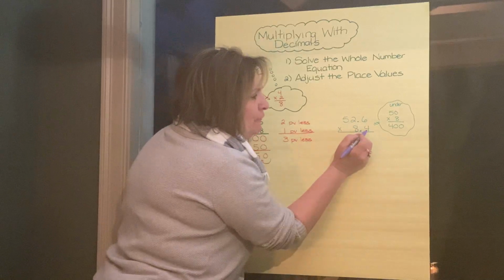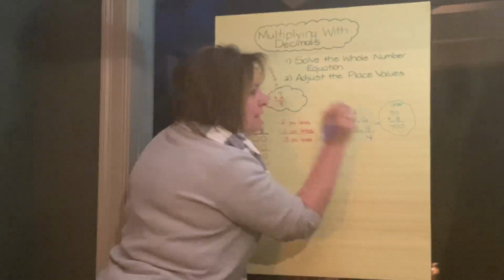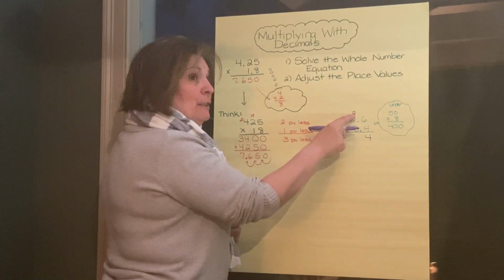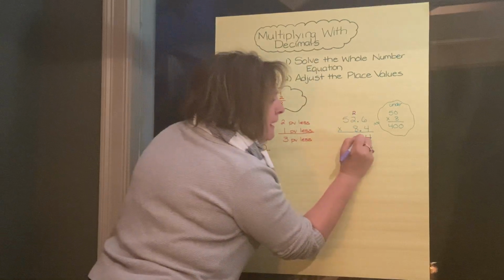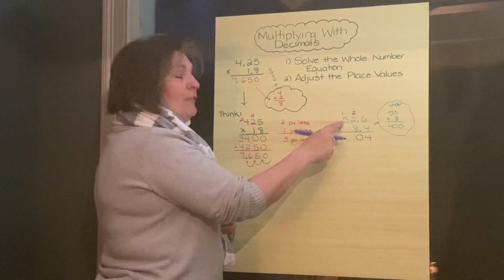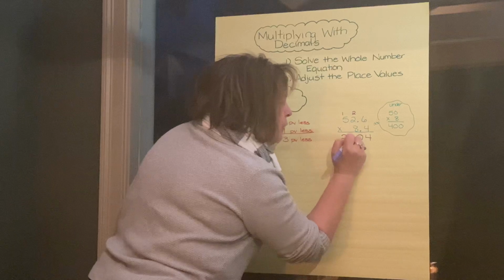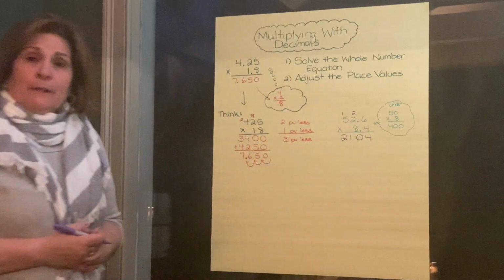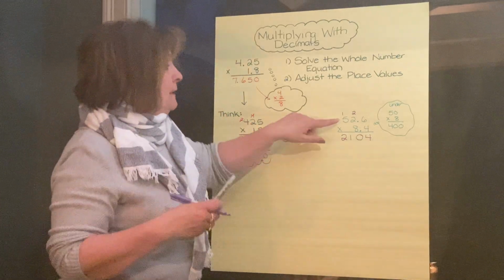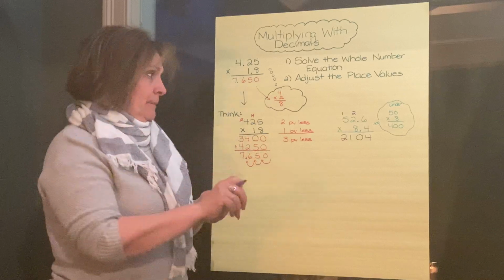So here I'm going to say 4 times 6 is 24. I put down the 4, carry the 2. 4 times 2 is 8, plus 2 more is 10. I put down the 0 and I carry the 1. 4 times 5 is 20, plus 1 more is 21. Okay, so I have my first partial product, as if I'm dealing with this as being two whole numbers rather than two decimal numbers.